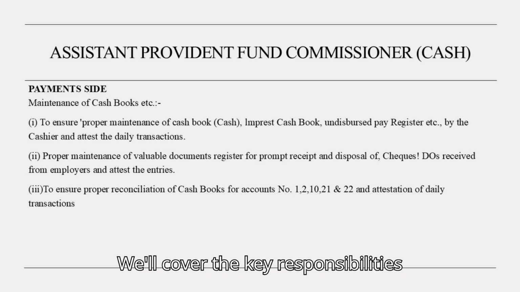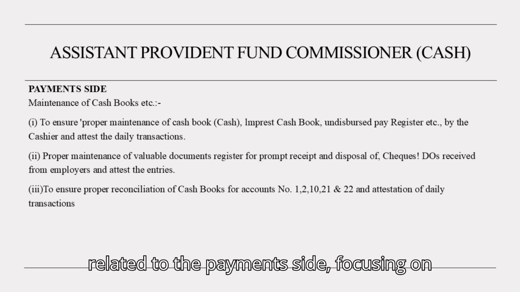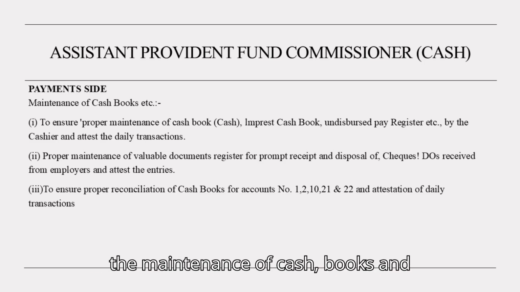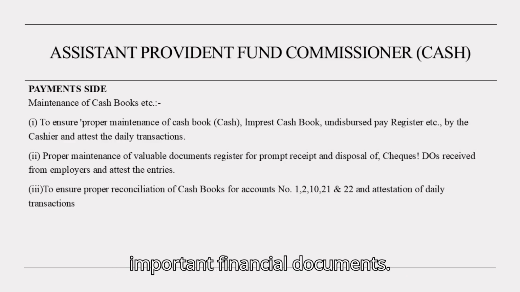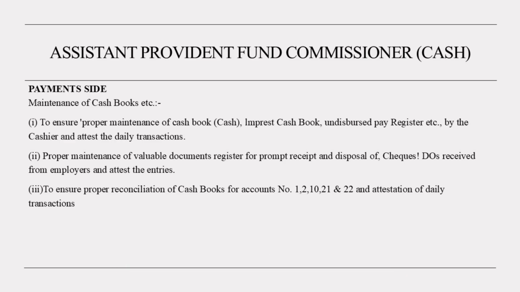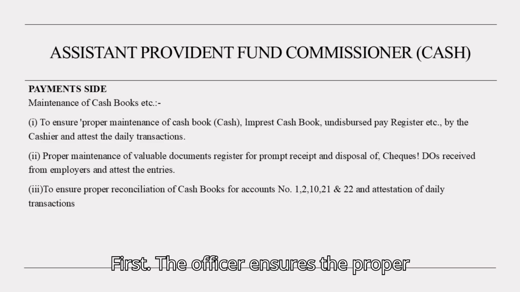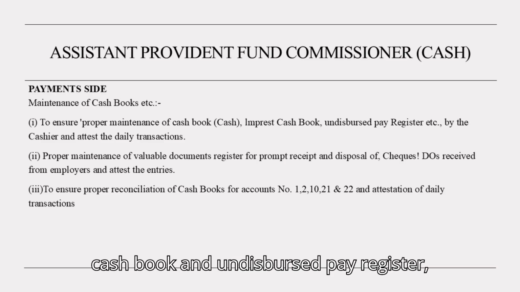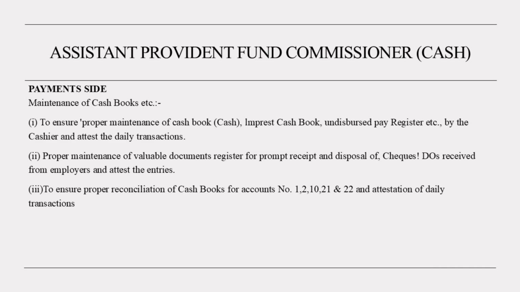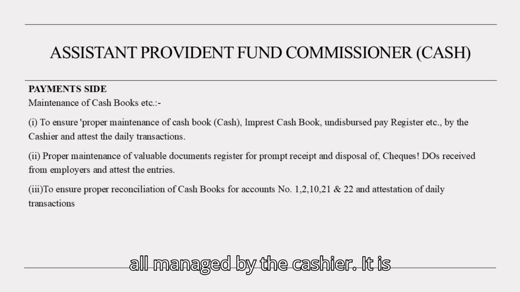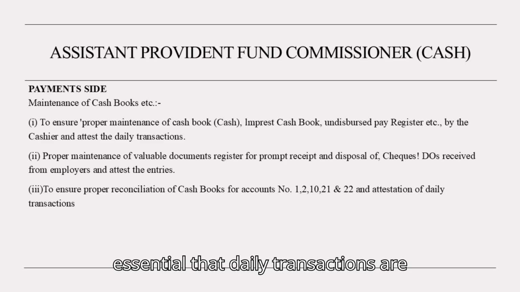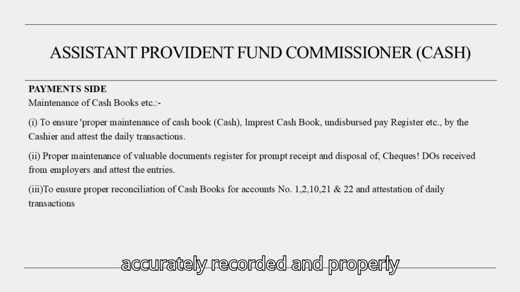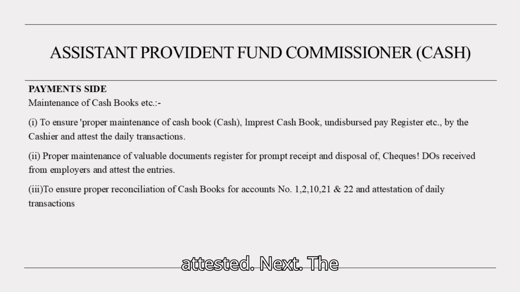We'll cover the key responsibilities related to the payments side, focusing on the maintenance of cash books and important financial documents. First, the officer ensures the proper maintenance of the cash book, impressed cash book, and undisbursed pay register, all managed by the cashier. It is essential that daily transactions are accurately recorded and properly attested.